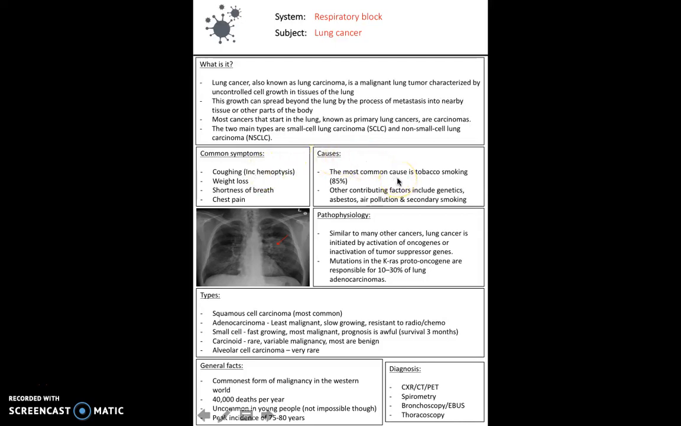However, the causes of lung cancer we really need to be aware of are tobacco smoking. So around 85% to 90% of cases are caused by tobacco smoking. There's a direct link between the two. However, you could be aware of other contributing factors which may cause the remaining 10% of cases, such as genetics, asbestos exposure, air pollution, and secondary smoking. So, similar to many other cancers, lung cancer is initiated by activation of those oncogenes, or inactivation of a tumour suppressor gene. And a mutation in the KRAS proto-oncogene is responsible for around 10 to 30% of lung adenocarcinomas.